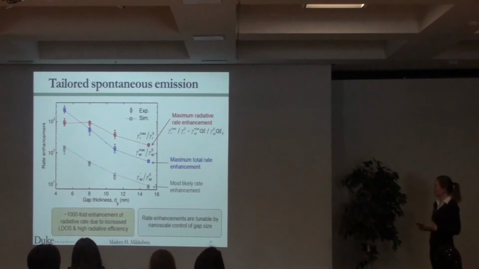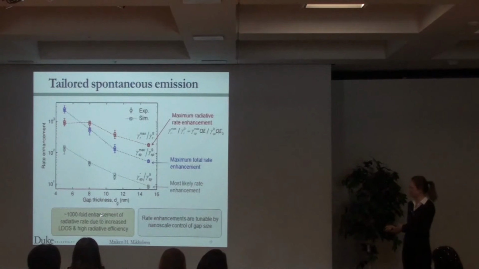Then we can look at the maximum radiative rate enhancement, which is probably the most important thing, which is the maximum enhancement in the spontaneous emission rate times any modification in the quantum efficiency. So we can see at the larger gap sizes, the quantum efficiency is actually increased, so we get an even larger enhancement there. But as we go to the smaller gap sizes, this starts to taper off. And if you continue further here, this will start plummeting very quickly. So we get a maximum radiative rate enhancement of about 1,000 times.